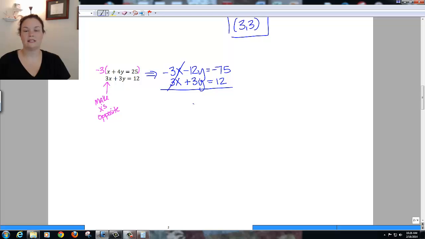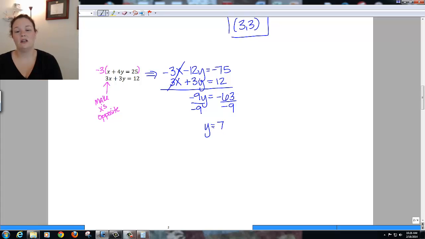So notice my 3x's cancel when I combine straight down, and I'm left with negative 9y is equal to negative 63. And then I just divide off my negative 9. When I divide off my negative 9, I'm left with y equals positive 7. Now that I know what y is, I just plug it back into one of my equations to figure out what x is. So I'm going to plug it into the top one just because x doesn't have a coefficient in that one. It really doesn't matter which one you plug it into, you'll get the same answer either way.